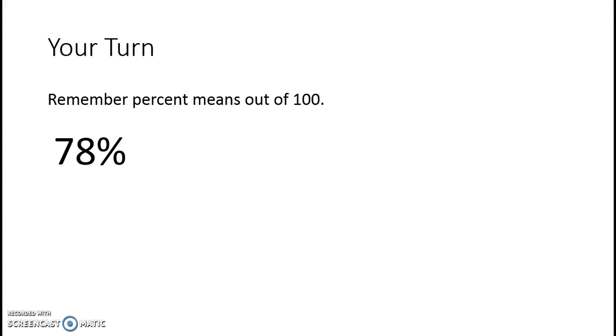Now it's your turn. Don't forget, percent means out of 100. Pause the video and turn 78% into a fraction simplified in the work section of your notes.